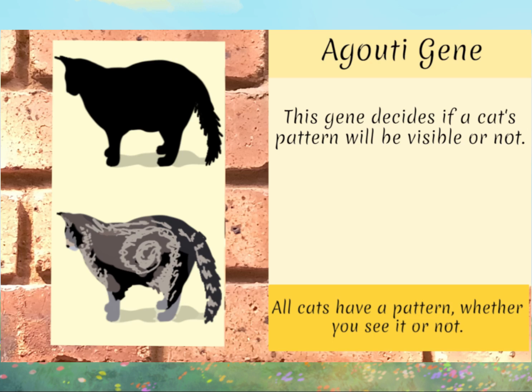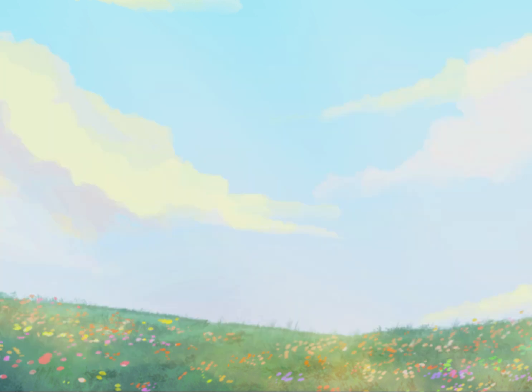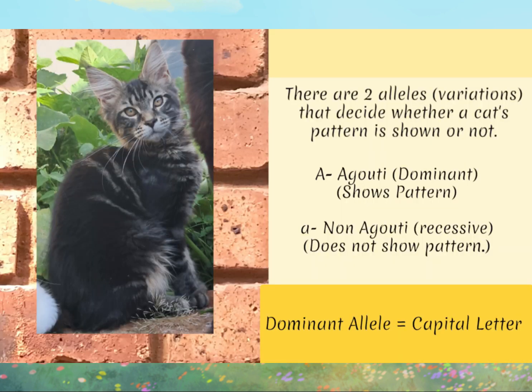Agouti gene. All cats have a pattern, whether you see it or not. This gene decides if a cat's pattern will be visible or not. There are 2 alleles that decide whether a cat's pattern is shown or not.